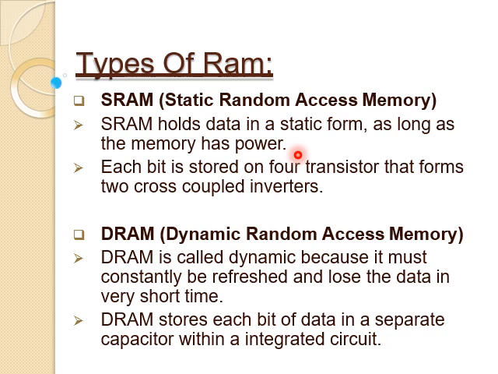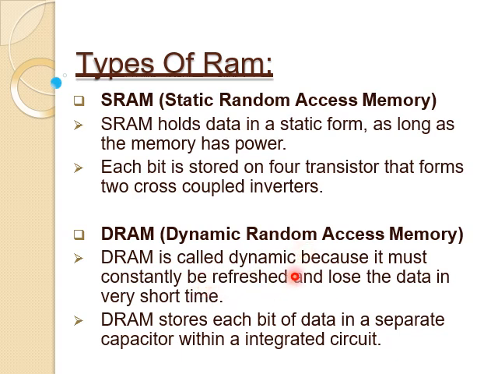using positive feedback, and each and every bit is stored on 4 transistors that form the 2 cross coupled inverters. It means the example of static RAM is actually multi-vibrator or bistable element, that is nothing but your flip-flops. Next we'll go to the dynamic random access memory.